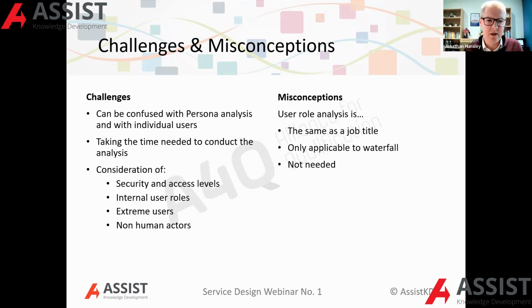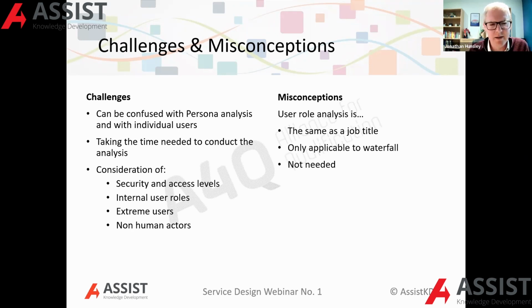I'd also suggest that it's useful to think about extreme users. There's a technique that you may have come across called misuse cases. But I think we could think about, well, who might be the users that might seek to cause damage or to extract theft from the business or the IT system.